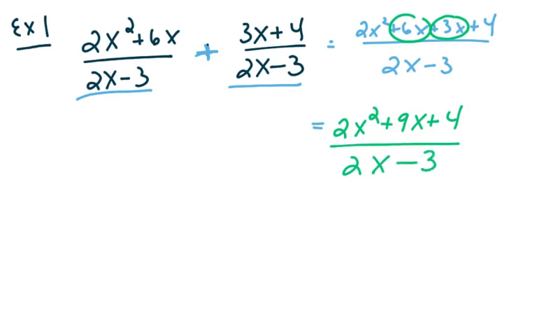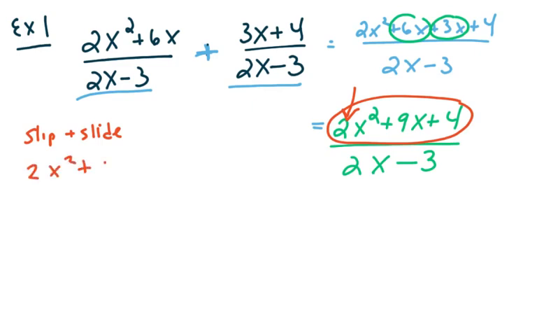Now, you might be able to factor the numerator. So the numerator now is where the coefficient is bigger than 1. So we can use a strategy called slip and slide. So what the slip and slide strategy says, okay, we're going to take this 2x squared plus 9x plus 4, and we're going to multiply the 2 with the 4. So instead we're going to do x squared plus 9x plus 8, and you factor that.